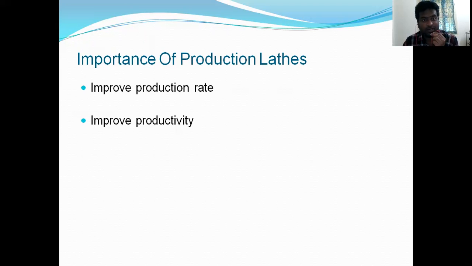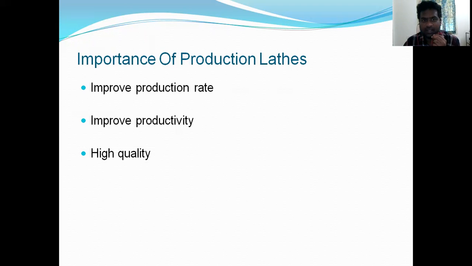But productivity means the number of products produced. How many products are produced? So this is also the importance of production lathes. And quality, we know, is a very important point nowadays because the customer needs a quality product, and at the same time we have to reduce the cost also. If we increase the quality, the cost of the product also increases. So to balance these, we have to maintain the quality and the demanded cost of the product.